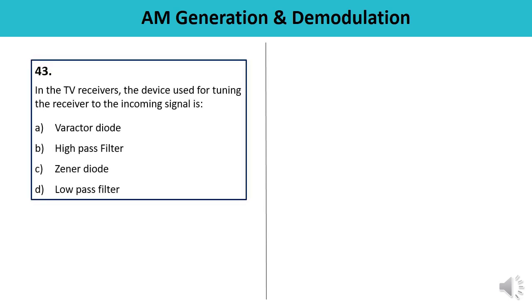Question number 43. In the TV receivers, the device which is used for tuning the receiver to the incoming signal is, which particular device is used? You have studied that a varactor diode has variable capacitance as a function of variable input voltage, and varactor diodes work in reverse bias. They are used for tuning the receivers according to the incoming signals. It means varactor diode is the correct answer over here, A. Correct one.